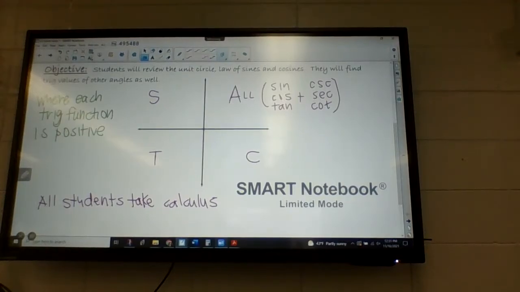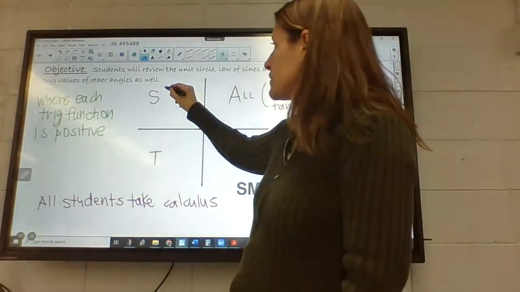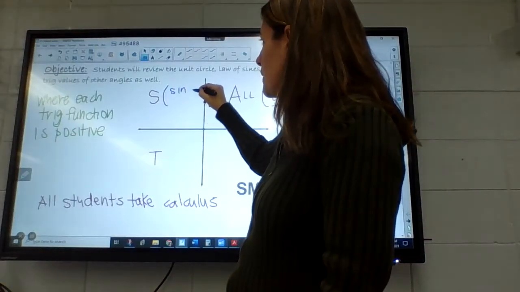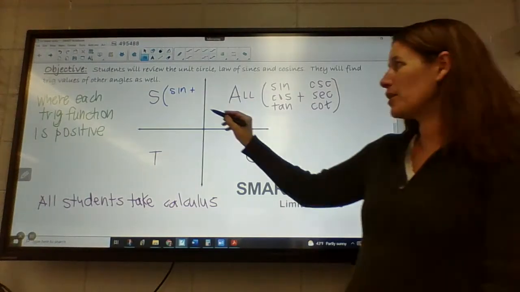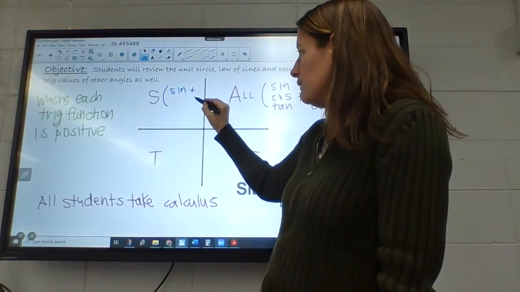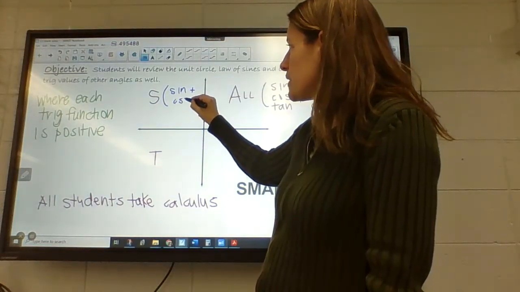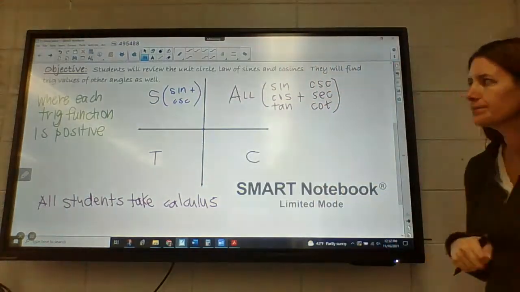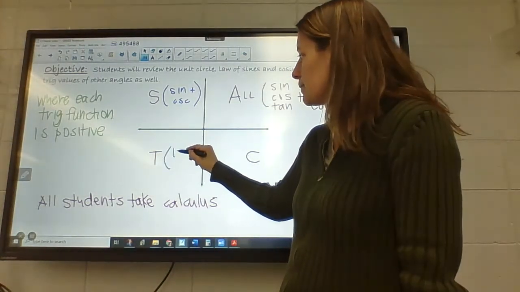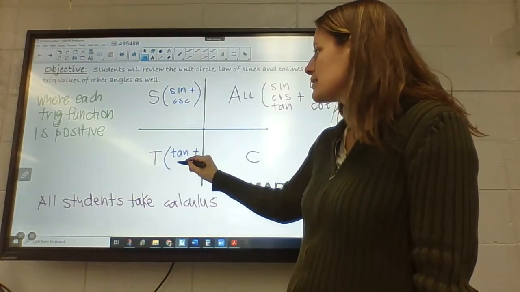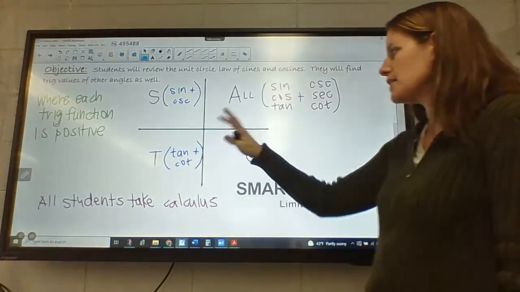But what these are for is to help us know which quadrant we should be in. The S stands for sine. So sine is positive in this quadrant, but also sine and cosecant go together, so I'm going to put cosecant in there too, because cosecant goes with sine. What do you think the T stands for then? Tan and cot. So tangent would be positive, and so would cotangent in that quadrant.